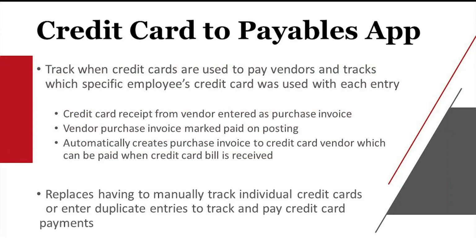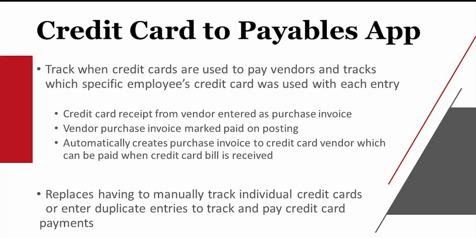The Credit Card to Payables solution provides a way for companies to track when credit cards are used to pay vendors, and in addition, which specific employee's credit card was used with each entry. The credit card receipt is entered into Business Central as a purchase invoice to the specific vendor. This invoice is marked as paid upon posting, and the system will automatically generate a purchase invoice voucher to the credit card vendor specified on the credit card receipt. This can be paid when the credit card bill is received.